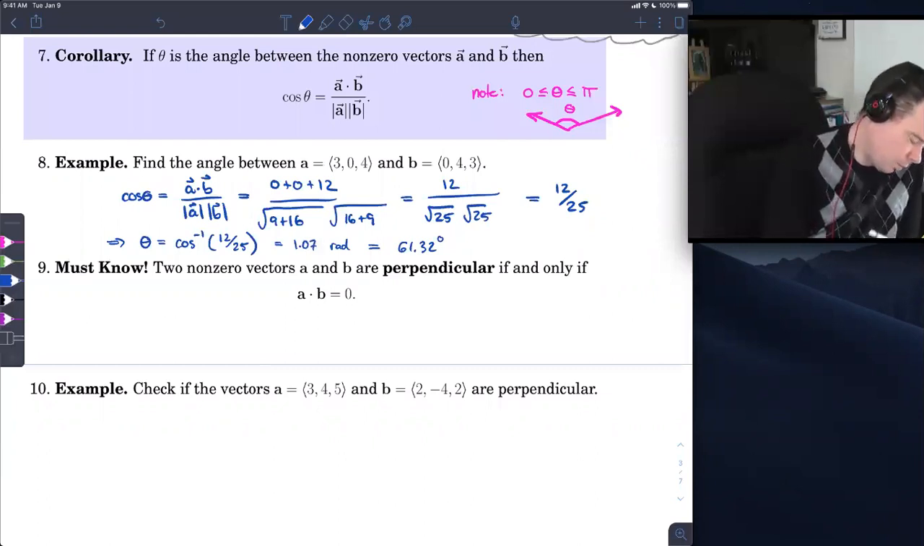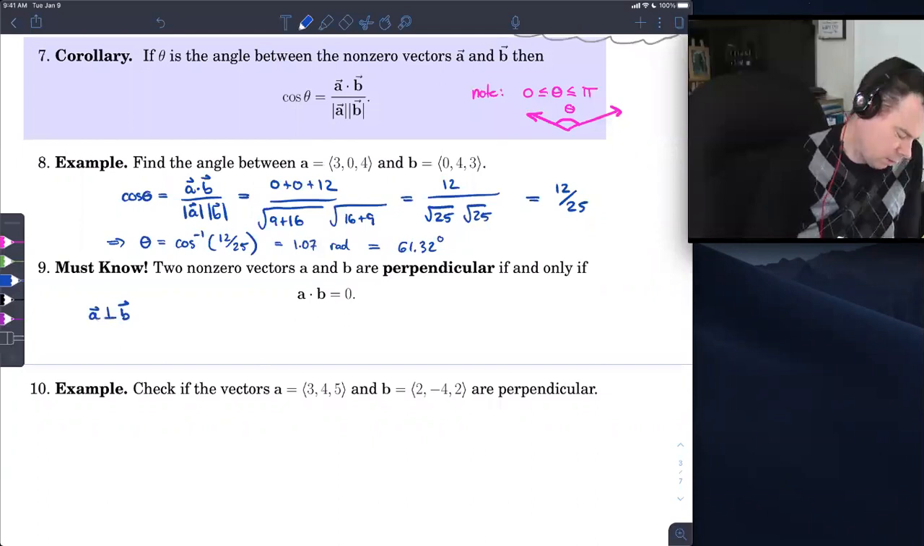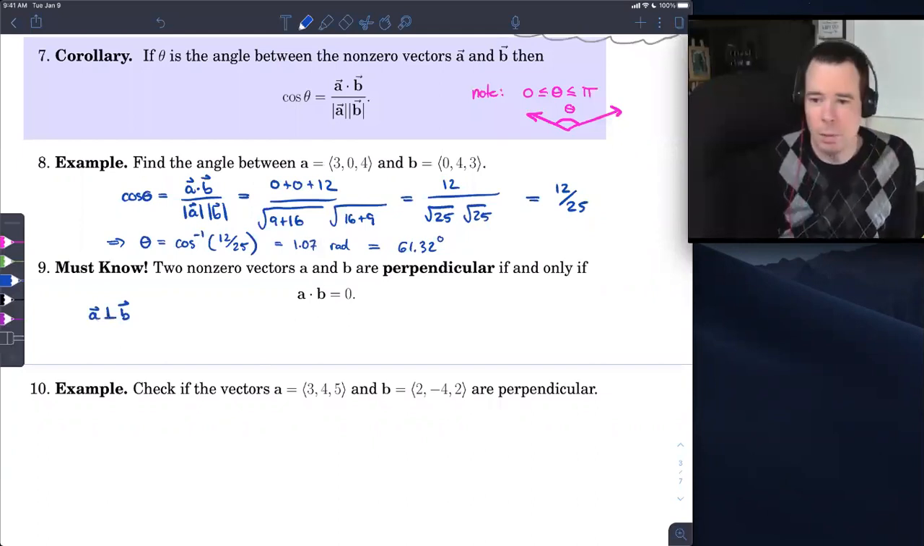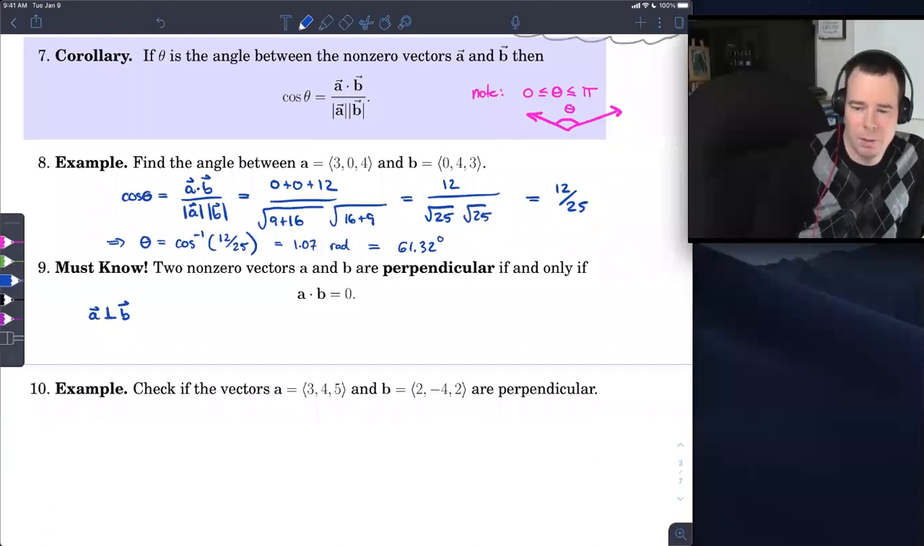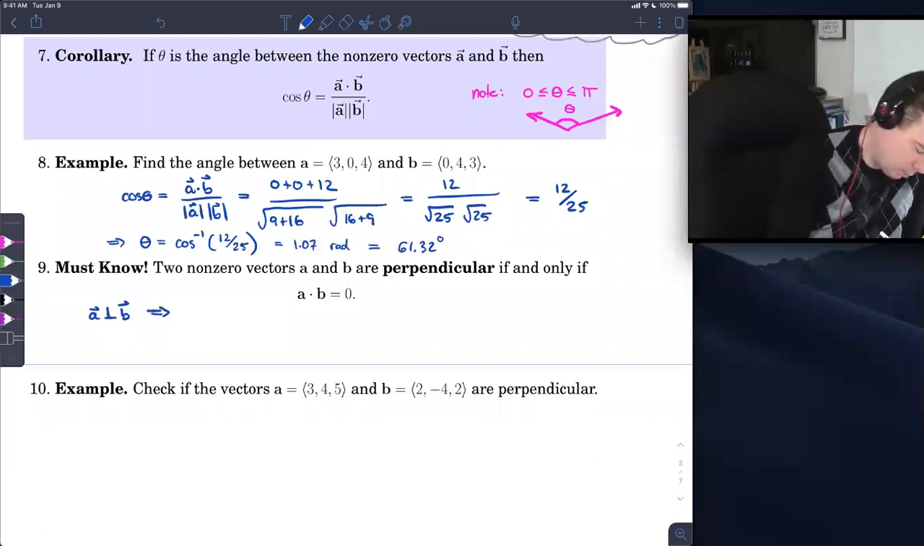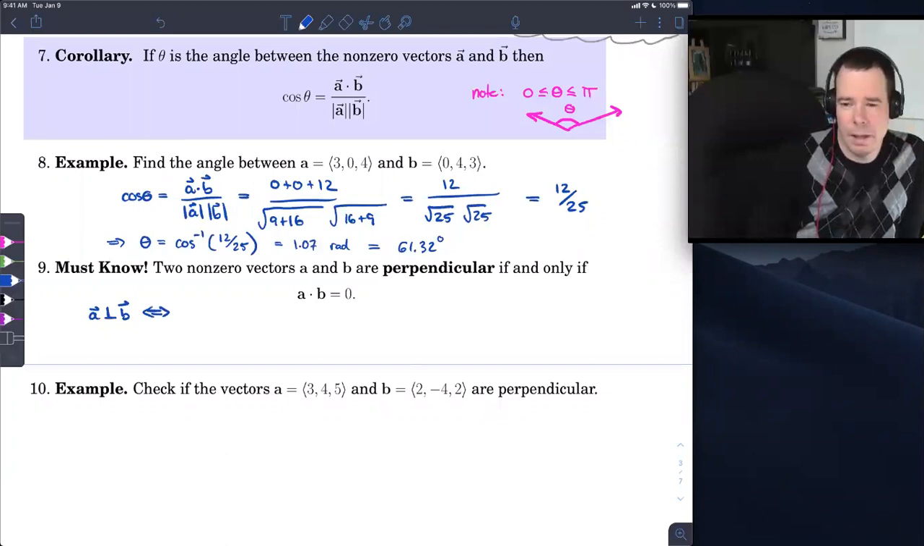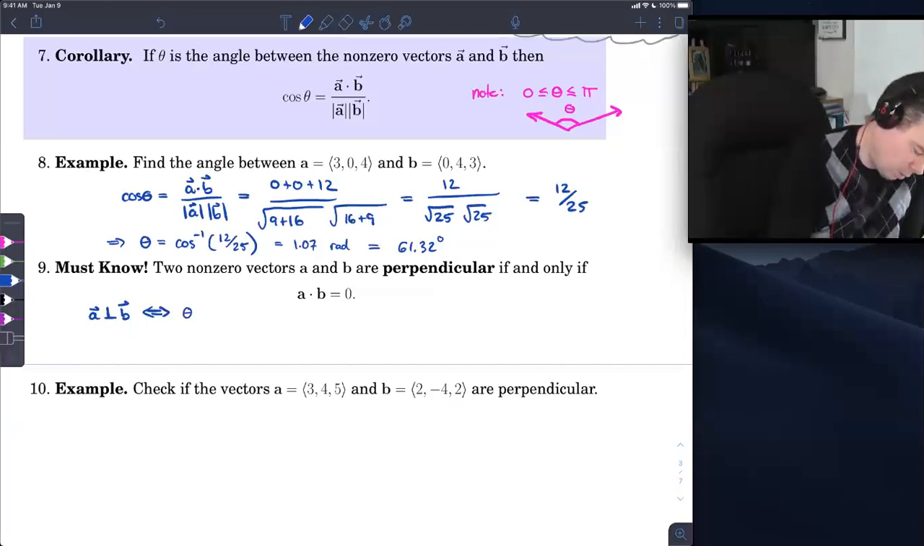So, or maybe I should say, why is this true? Well, two vectors are perpendicular, so that little upside down T represents the perpendicular. So A is perpendicular to B if and only if... Well, what does the angle have to be? If two vectors are perpendicular to each other, then the angle between them, which is between 0 and pi, has to be 90 degrees or pi by 2. So theta has to be pi by 2.